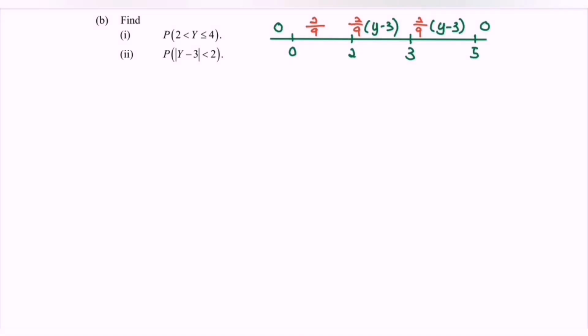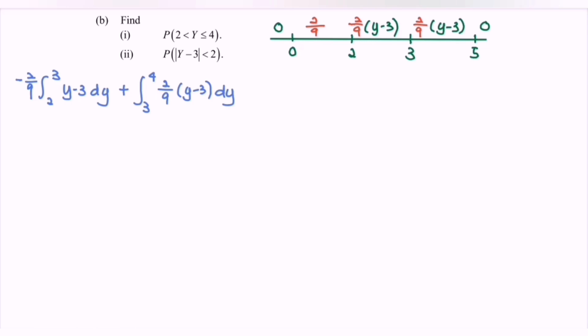Based on the situation below, we have to integrate from 2 until 4. So from 2 until 3, the function will be negative 2 over 9 times (y minus 3) dy. Plus, from 3 until 4, we have another function, 2 over 9 times (y minus 3) with respect to y. So we are going to find the probability.